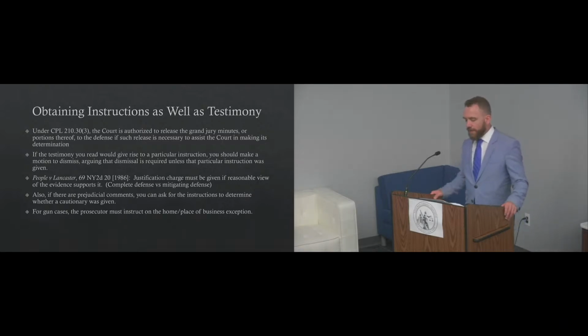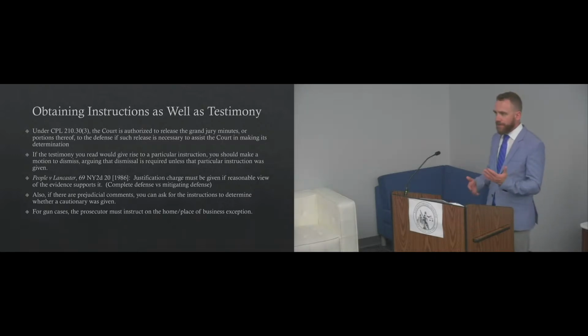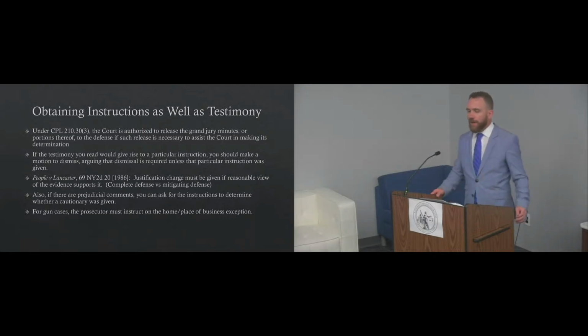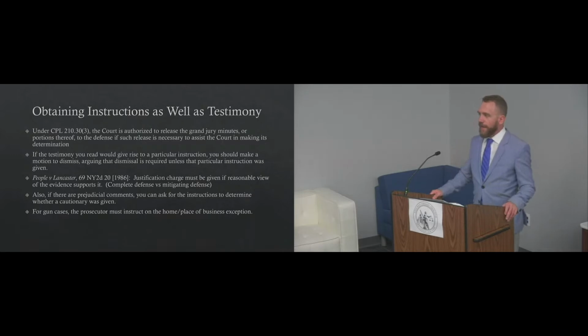It should be, and I don't know if it is, but it should be a little easier at this point to get the instructions than it ever has been. Because before, the court didn't want to turn over the grand jury minutes. I think once in a while a judge would give you the minutes here and there if they thought there was an issue, but it was really, really rare. But now you're getting all the testimony, and that's kind of the only part that should give anyone any pause.